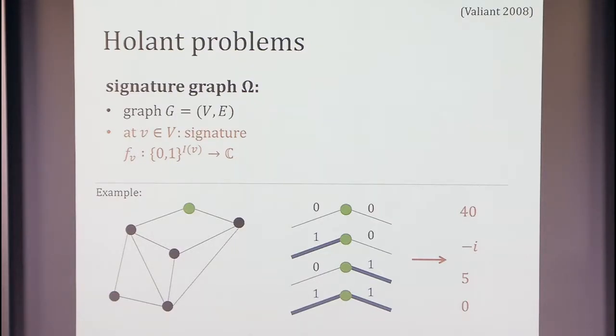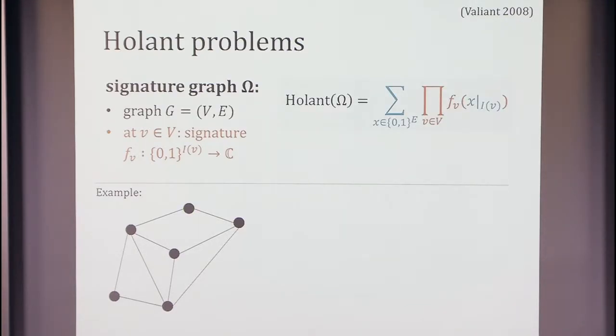And on other assignments, it will output something different. And generally, you can assign whatever signature you like to a vertex. And then once you have defined a signature graph like this, you can define a quantity which is called the Holant of that signature graph. So the Holant of a signature graph is just a sum over all the edge assignments to your graph. And for each edge assignment, you look at this product here.